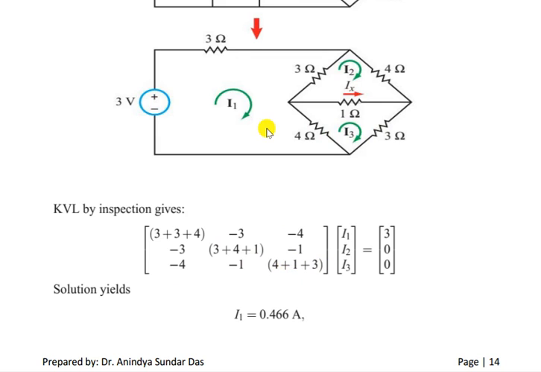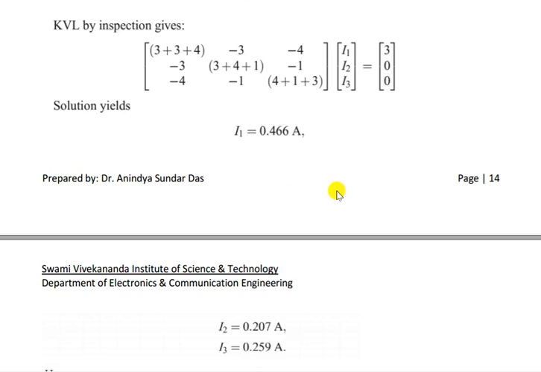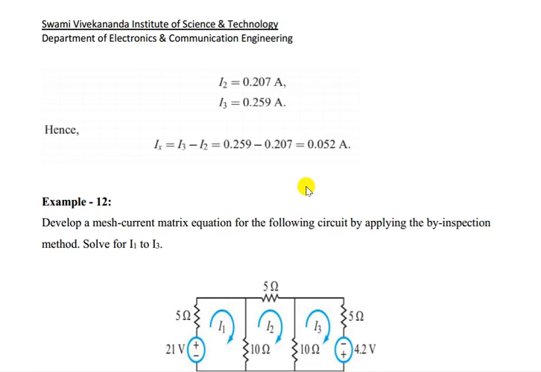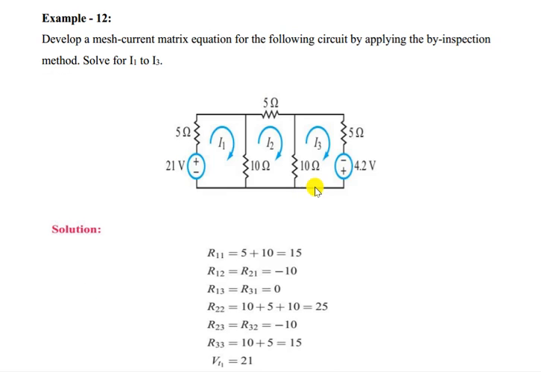And what is the constant value? Here the constant value is 3 volt, right? But here we don't have any constant value because there is no voltage source. So 0. Then we can solve it by Cramer's rule. I1, I2, I3. Okay. Now let me just show you that method again using this problem.